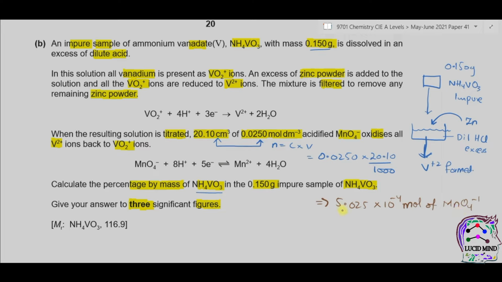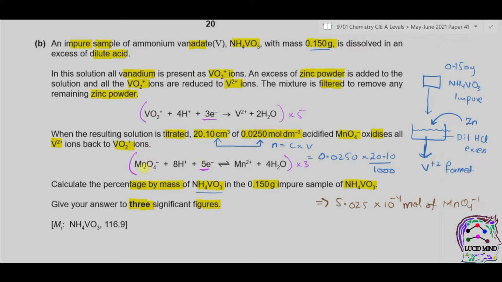Now these 5.025 × 10^-4 moles of MnO4- react with V2+. We can see that in this equation V2+ is not given. This is the equation only for the reduction of MnO4-, and this is the equation for V2+. But in these equations the number of electrons are not balanced, so we can balance the number of electrons. We can multiply this equation by 5 and this one by 3 so that both equations are balanced. Both will have 15 electrons, which are then cancelled out.